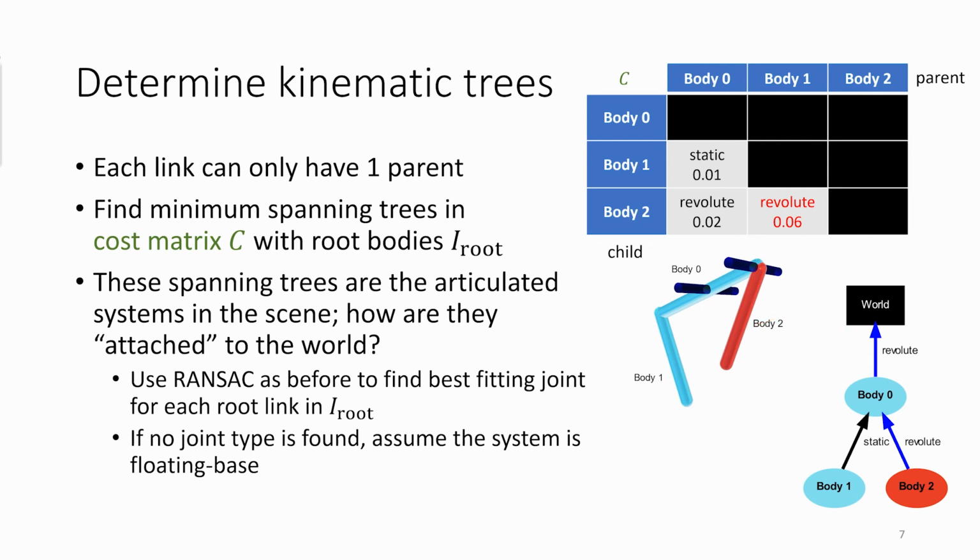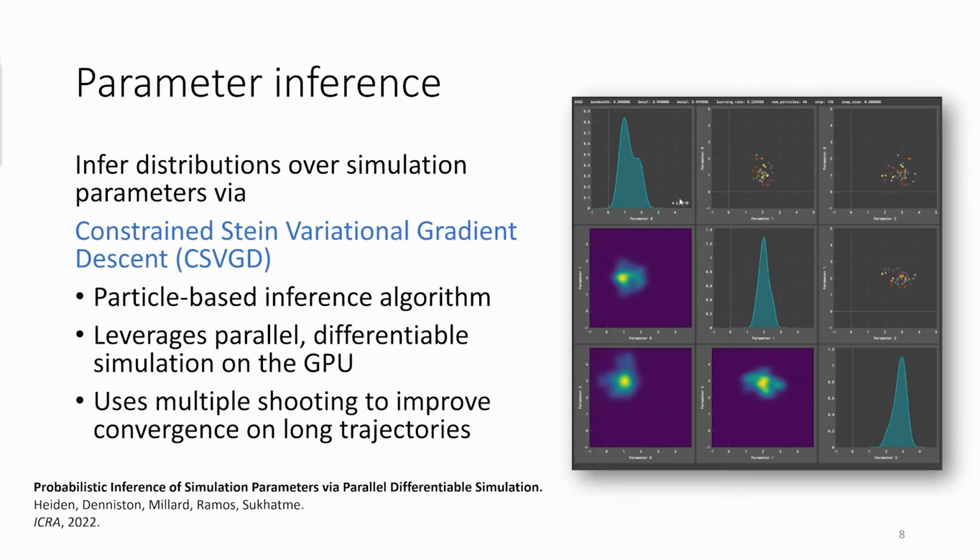Having determined the joint topology of the mechanism, we now need to infer the dynamical properties so that our inferred simulation is an accurate digital twin of the real system. We employ a differentiable simulator as dynamics model in conjunction with the differentiable rasterizer NV-diff-rast to allow us to calculate gradients of the simulation parameters with respect to a pixel-based loss function. We leverage a Bayesian inference method we introduced earlier, named Constrained Stein Variational Gradient Descent, or CSVGD, to approximate particle distributions over parameters, such as the masses and inertial properties of the rigid bodies in the system.